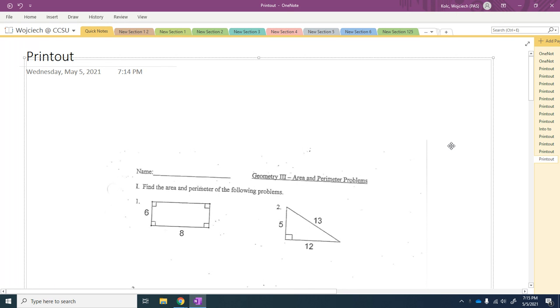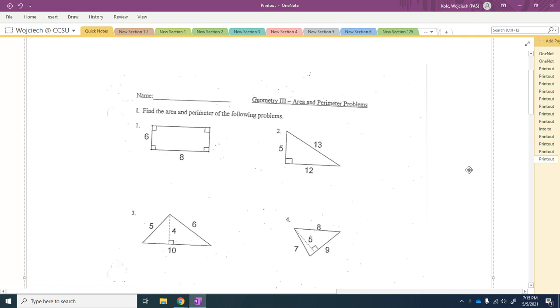Hello students, welcome to our second video on area and perimeter. In this video, I will quickly review some concepts from last class and then I will extend it, okay? So please take notes, and then you'll be asked to upload it. The first question is to find the area and the perimeter of the following problems.